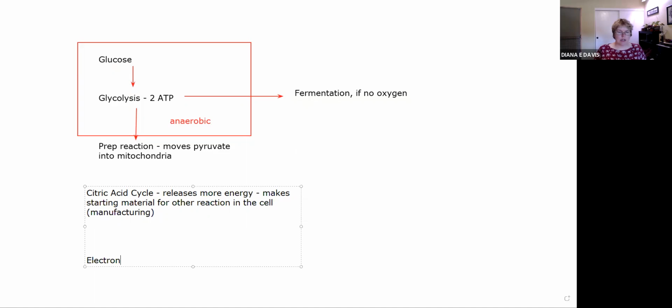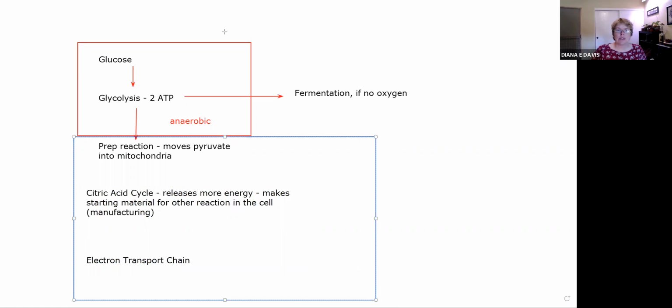And then we move to the electron transport chain. So this part is all going to occur only if there's oxygen around. That's the aerobic steps. And we get between 32 and 38 ATP for each glucose molecule that goes through this part of the process.